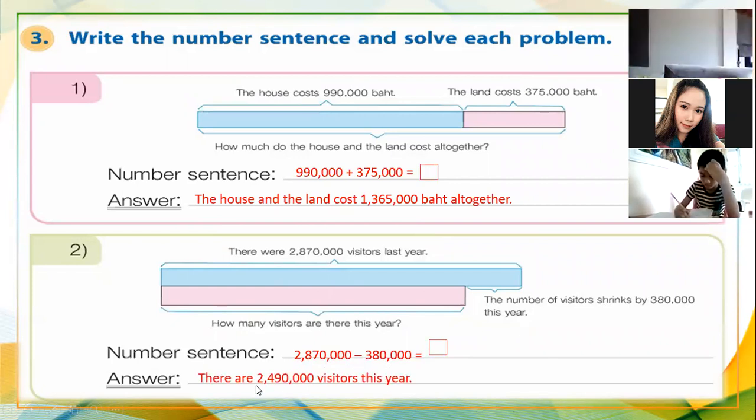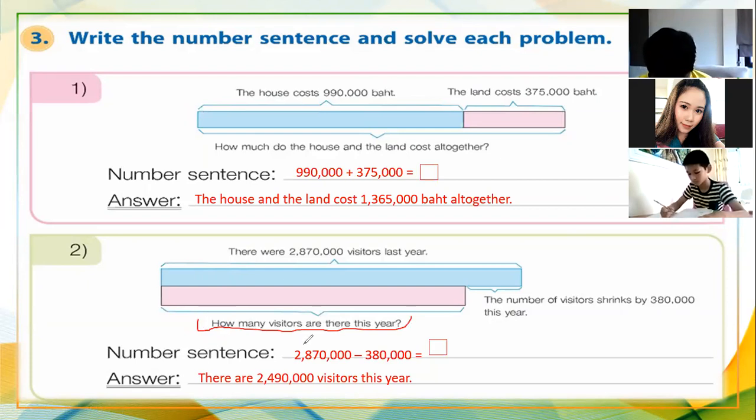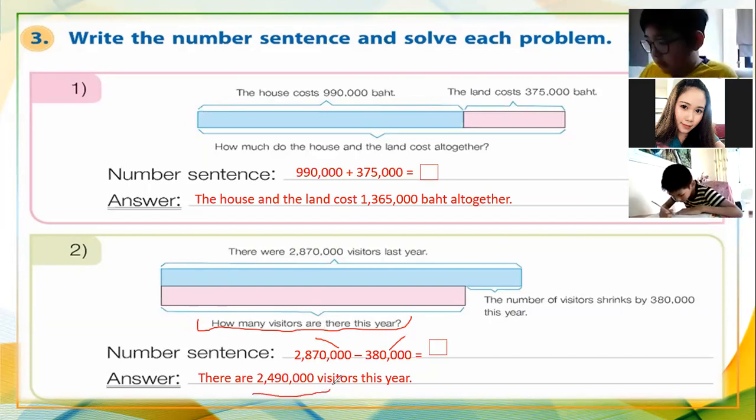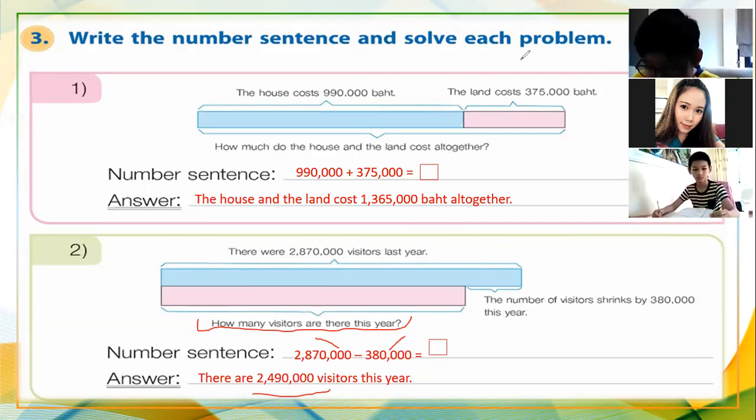And the answer is 2,490,000 visitors this year. What they are asking from us, students, is how many visitors there are this year. So from last year's visitors, we subtract the shrink in visitors, and we are going to have the number of visitors this year. So the answer is 2,490,000 visitors this year. Okay, students.